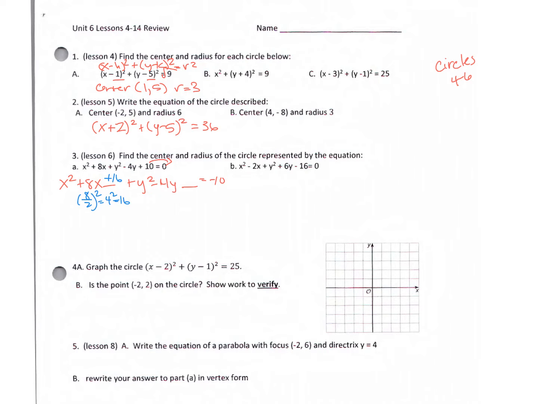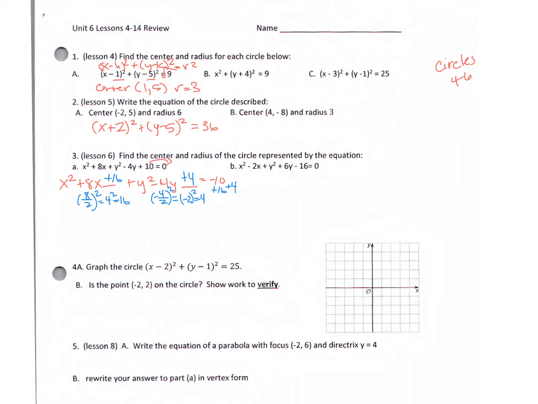When I add 16 to the left, I want to make sure I add 16 to the right. And I do it all over again for my y term. So I get negative 4 divided by 2 squared, which is negative 2 squared, which is 4. So I add 4 to the left and I add 4 to the right to keep it balanced.